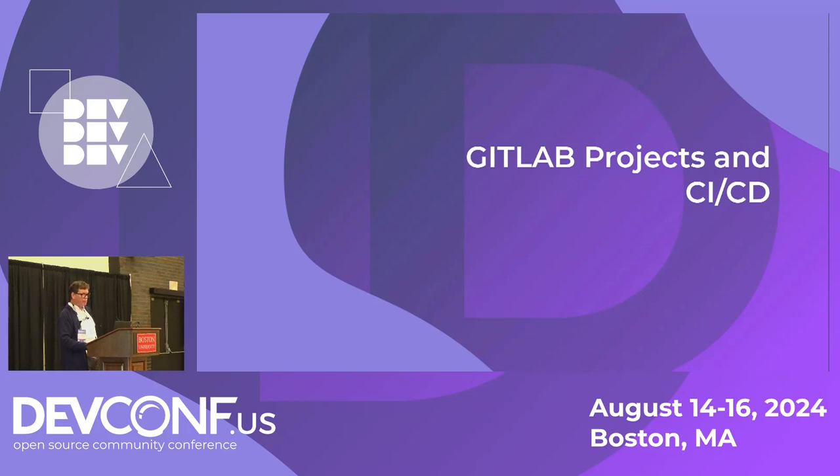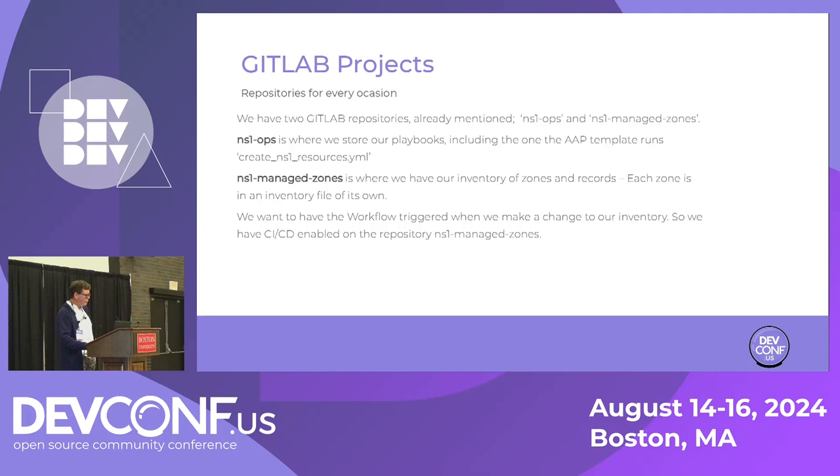So now we have another component which we had to put together, which is the GitLab projects and CI/CD. We have two GitLab repositories, already mentioned, because we had to use them in the Ansible automation workflow. The NS1 ops is where we store the playbooks. NS1 managed zones is where we store the inventory of zones and records. Each zone is an inventory file of its own.